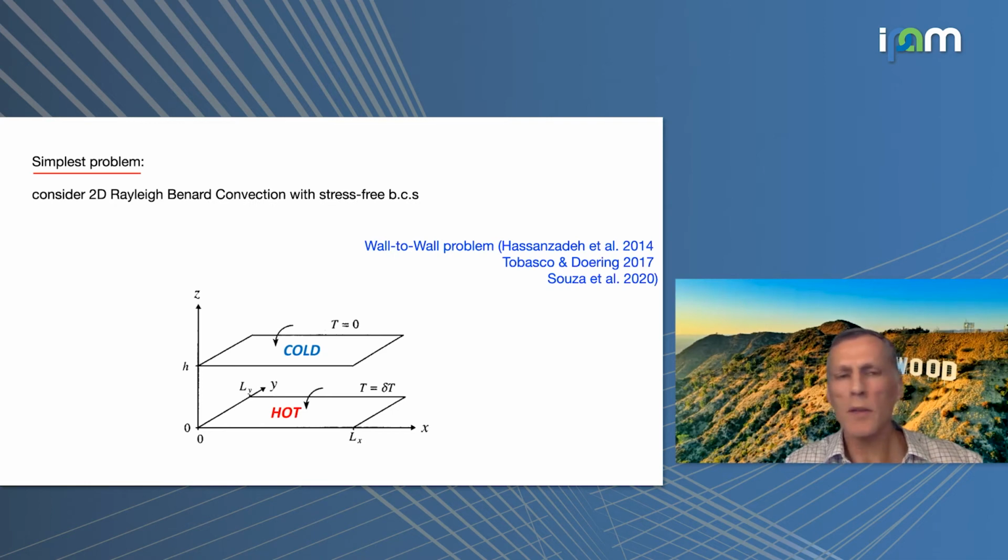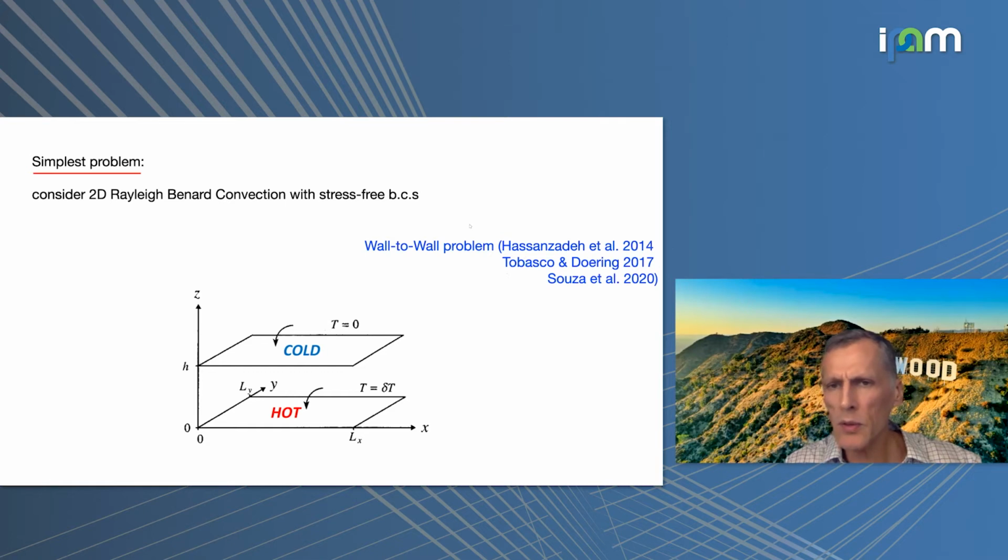Okay, so how am I going to address this? Well, I wanted to take the simplest possible system, and that is 2D Rayleigh-Bénard convection with stress-free boundary conditions. And there was a second motivation for looking at this system in that it's been extensively treated now using what's become known as the wall-to-wall problem or approach. And that goes back to Hasan Zaydar in 2014.